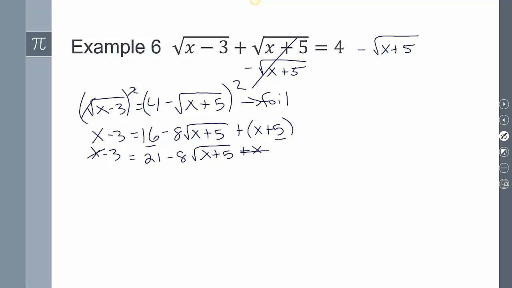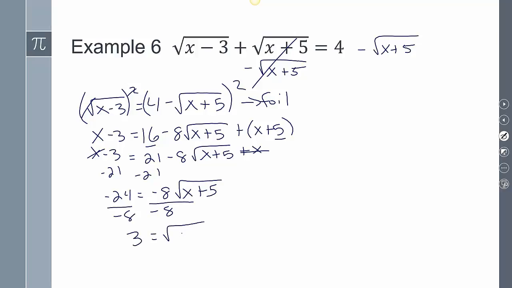The x's are going to cancel out, and I can subtract the 21 from both sides. So I'm going to get minus 24 equals negative 8 times the square root of x plus 5. Divide everything by negative 8, and I'm going to get 3 equals the square root of x plus 5.